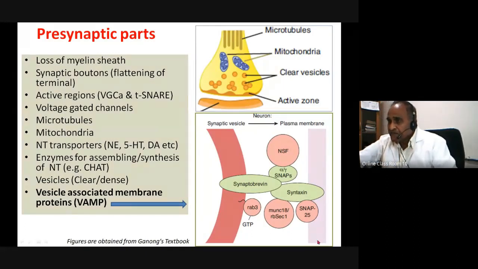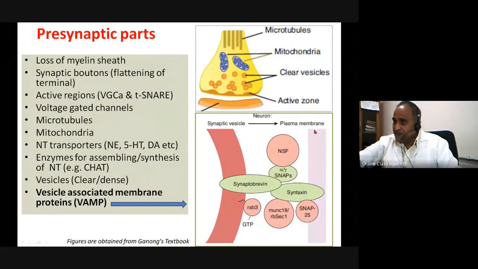That means the postsynaptic membrane. So this is the synaptic vesicle and the synaptic membrane. This is synaptic membrane here. So when this vesicle comes here, in this membrane we should have the calcium channels on one side, and the syntaxin and the SNAP25.